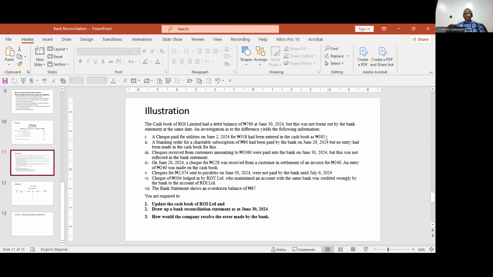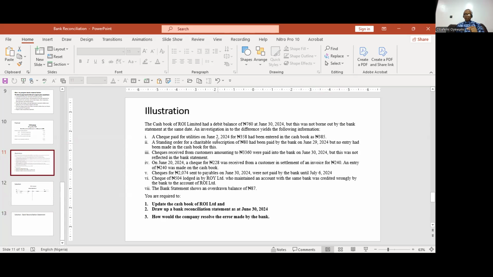book as 385. So instead of recording this transaction as 358, the organization, that's the entity now, has recorded it as 385. So that means that they increased, look at the difference. This one is higher. They increased the figure by how much now? 27 naira. Can you see now? There's a difference of 27 naira. So the amount recorded has been overstated by 27 naira.